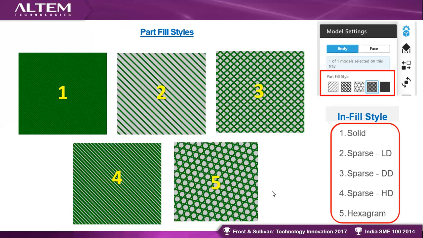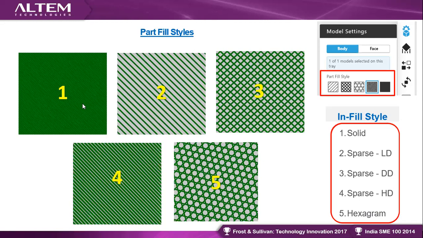The first one is, as Sir said, solid, and the second one we'll call sparse, which can save almost 40% or 50% of your material cost if you can use it. Many customers can use the sparse option in the early stage of their designing process. We also have an option called sparse double dense, which we'll call the third one. The fourth one is the sparse high dense option. And the fifth one is the hexagram option.